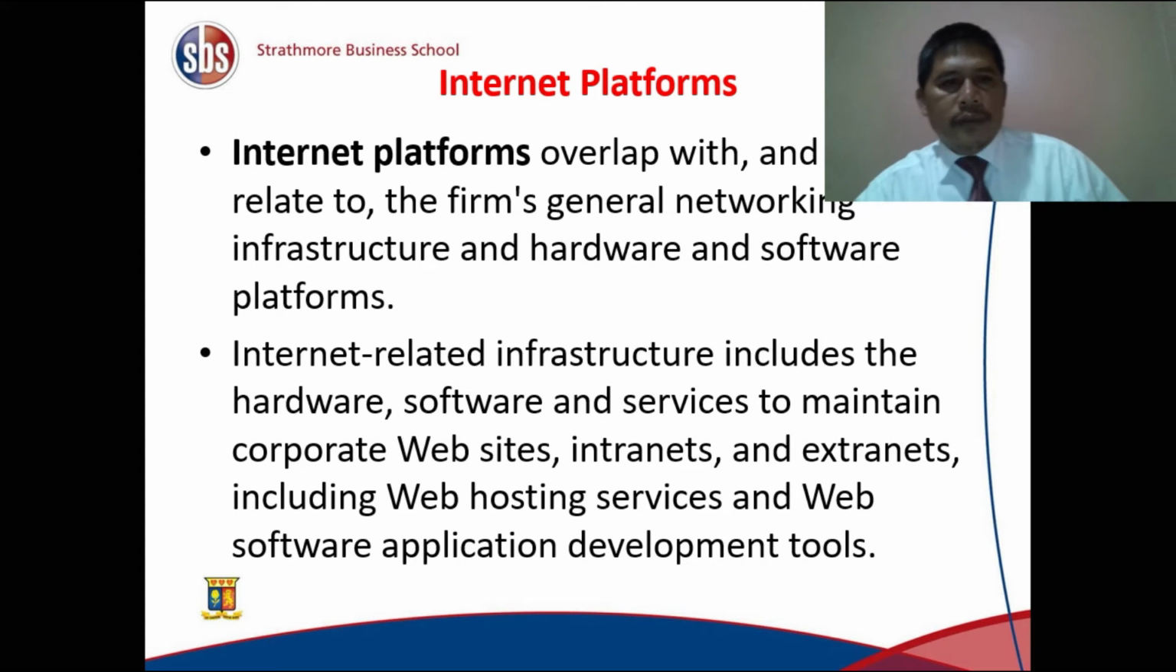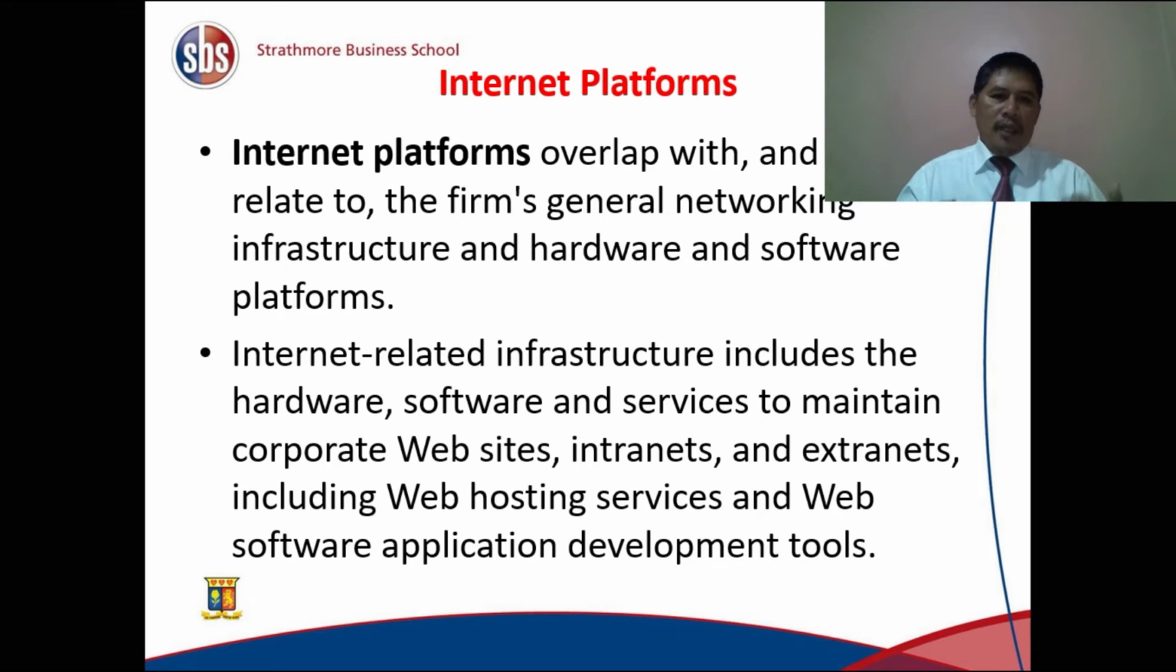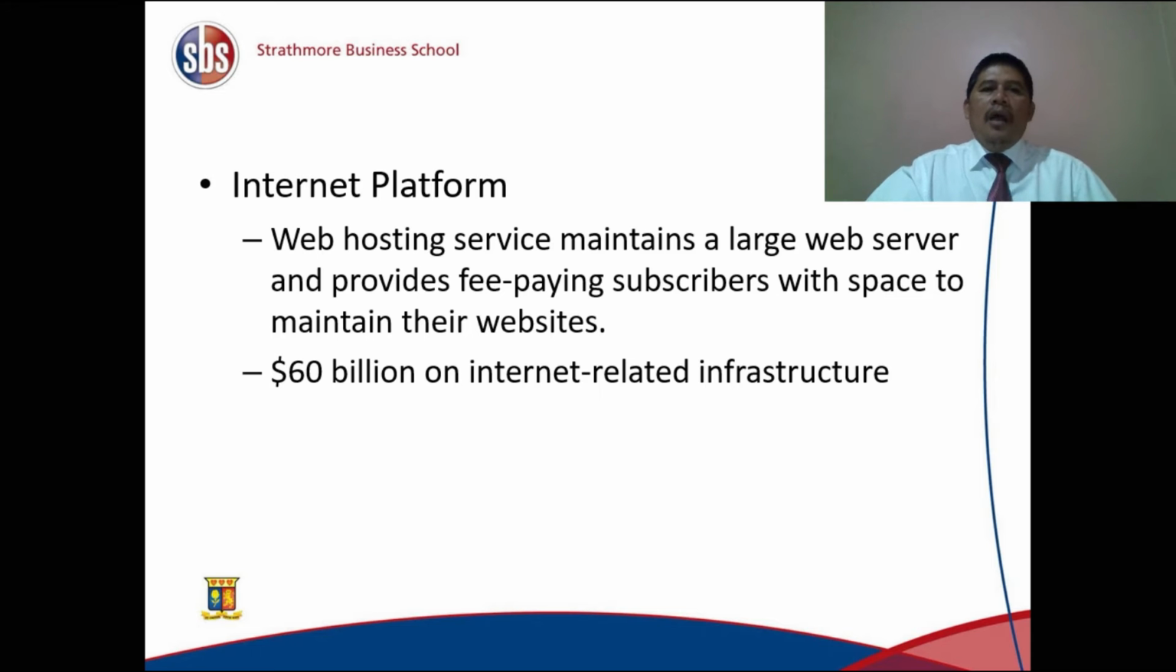Next, internet platforms. Internet platforms overlap with and must relate to the company's general networking infrastructure and hardware and software platforms. Internet-related infrastructure includes the hardware, software, and services to maintain your websites, your intranets, and your extranets, including web hosting services and web software application development tools. A web hosting service maintains a large web server and provides fee-paying subscribers with space to maintain their websites. Globally, companies spend about $60 billion on internet-related infrastructure. Not bad.